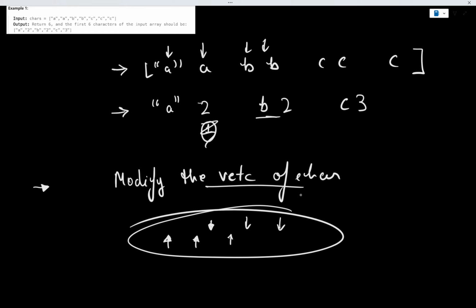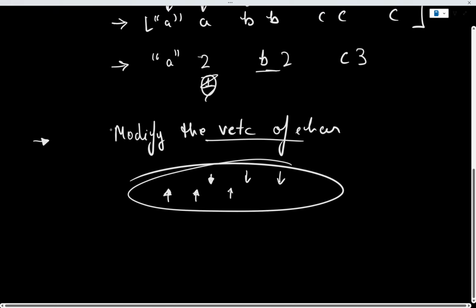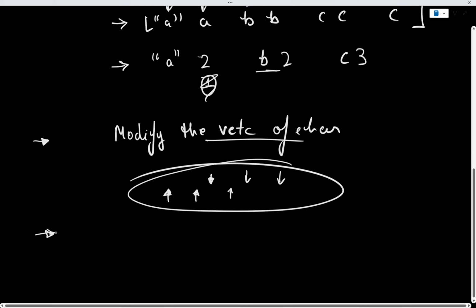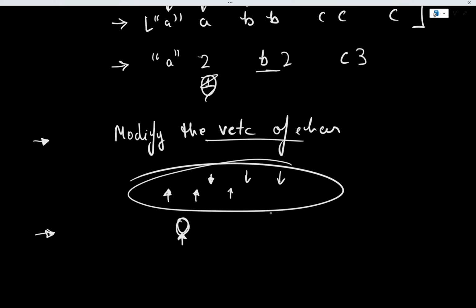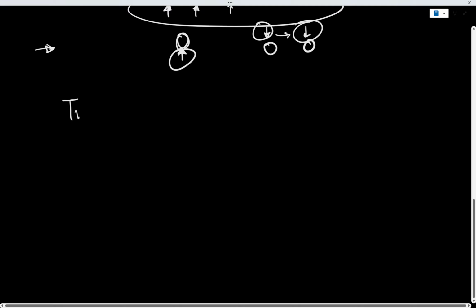Because we have to do it in constant extra space. If you don't follow this, you can make a different vector, store the result and copy it back into the vector of characters. That you can do, but hey, why are we watching this video? To do it in constant extra space. So we need to modify a previous place, but we are still traversing forward. Does it ring some bell? Which algorithm? Two pointers.